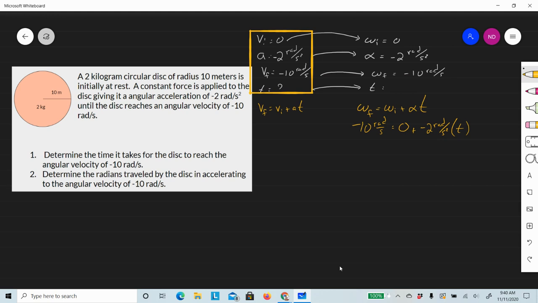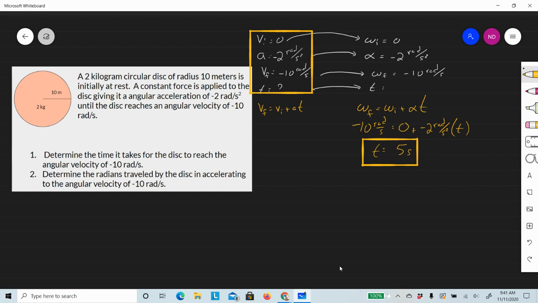Divide both sides by -2 radians per second squared. What times -2 is going to give you -10? t equals 5 seconds. That's the first part. 5 seconds is the answer to number 1.